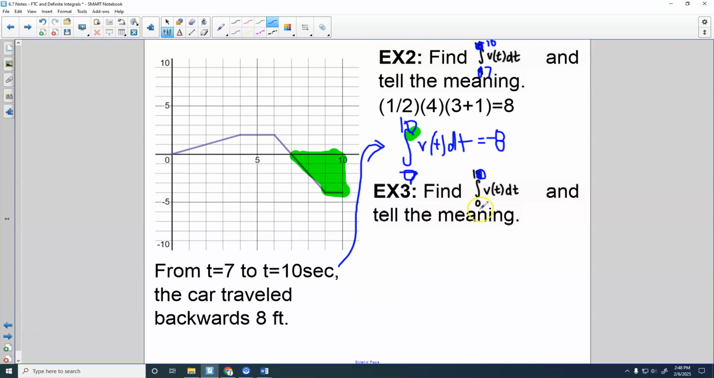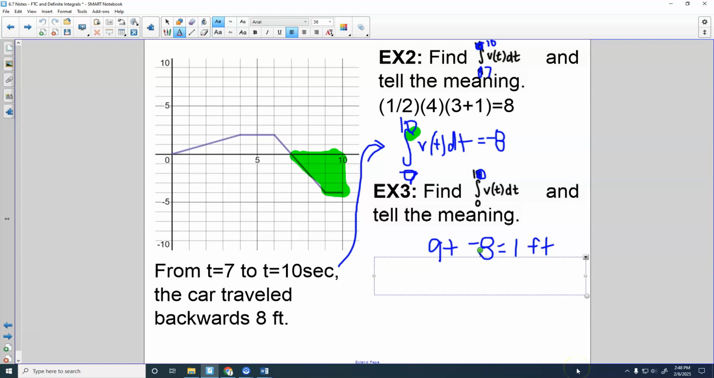So from 0 to 10, what am I going to do to find that? Combine those two pieces, right? So I'm going to have 9 plus my negative 8, and that is going to be equal to 1 foot. What does that mean? Okay. Joshua, who has had physics, used the word displacement. What does it mean, displacement? How far away you are from where you started.